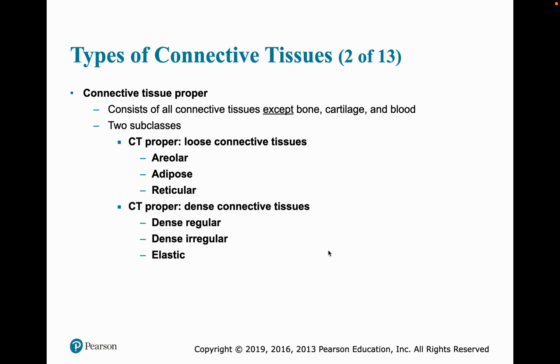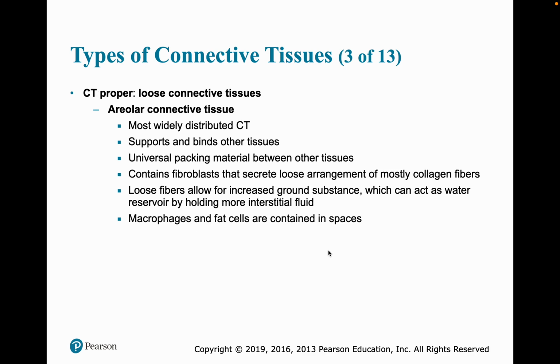Again, we have proper loose and proper dense. The proper loose connective tissues would be areolar, adipose, and reticular. And the connective tissue proper dense would be dense regular, dense irregular, and elastic.